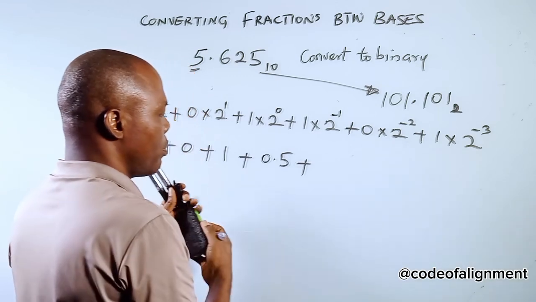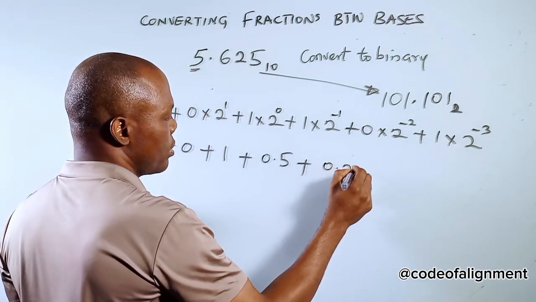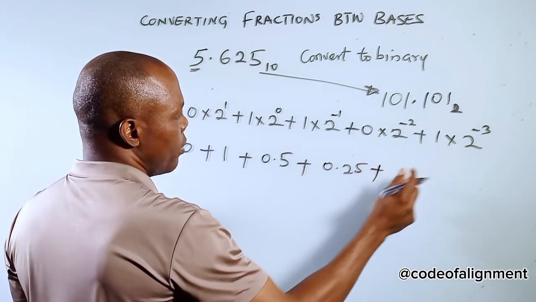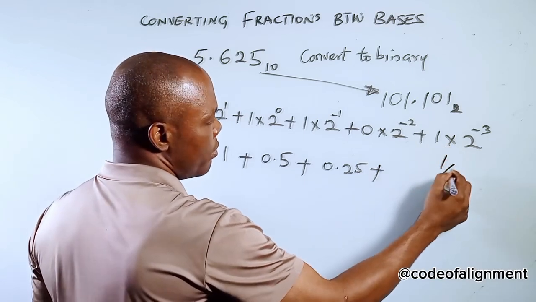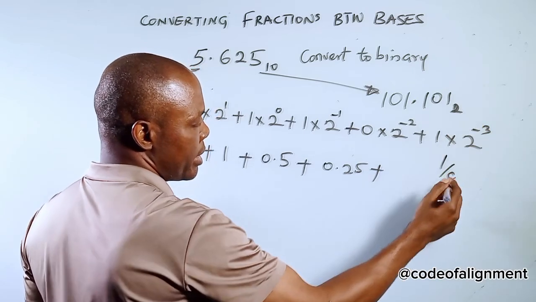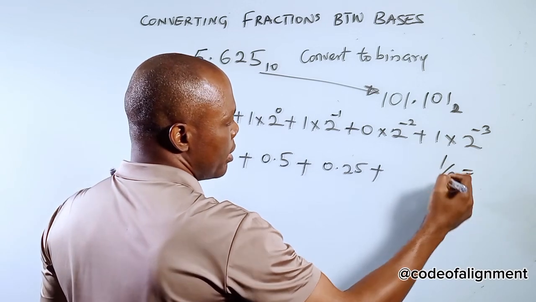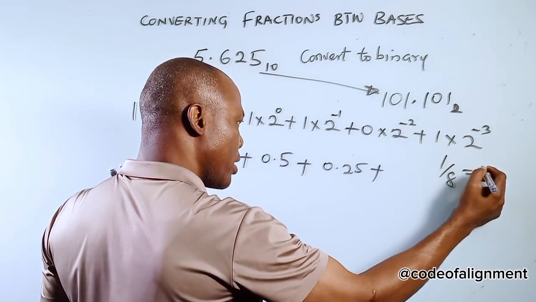So that will give us 0.25. Plus this one, which is the same thing as 1 over 8, 2 raised to the power 3. That will give us what? 1 going into 1, 8 going into 1, that is 0.